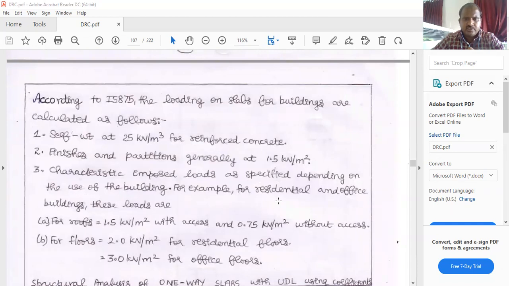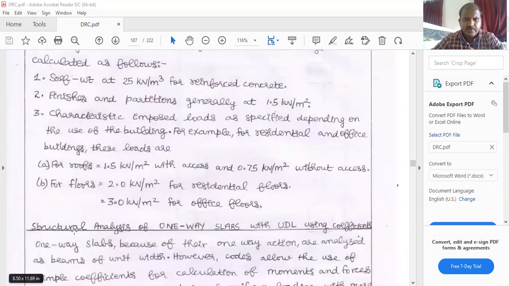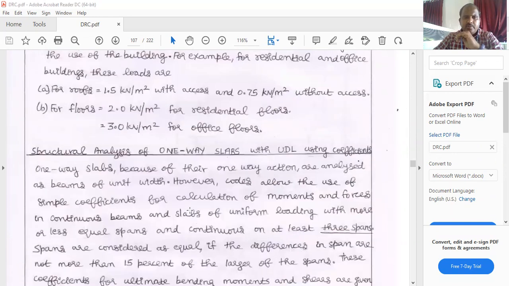For example, for residential and office buildings, these loads are: for roofs, 1.5 kilonewton per meter square with access and 0.75 kilonewton per meter square without access. For floors, 2 kilonewton per meter square for residential, and for office floors 3 kilonewton per meter square.